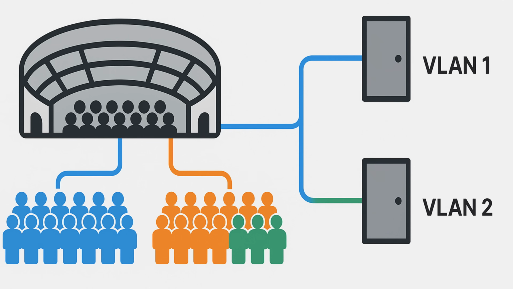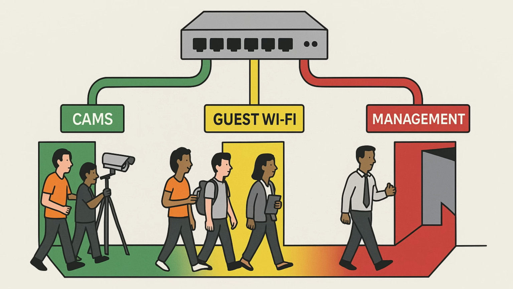A VLAN is like giving different groups in our ballpark their own private hallway. Cameras walk in one hallway, guest Wi-Fi walks in another, and your management traffic has its own path too. They all share the same physical switch, but logically, they're separated. To do this, you must use managed switches, because unmanaged switches don't understand VLAN tags or trunk ports.